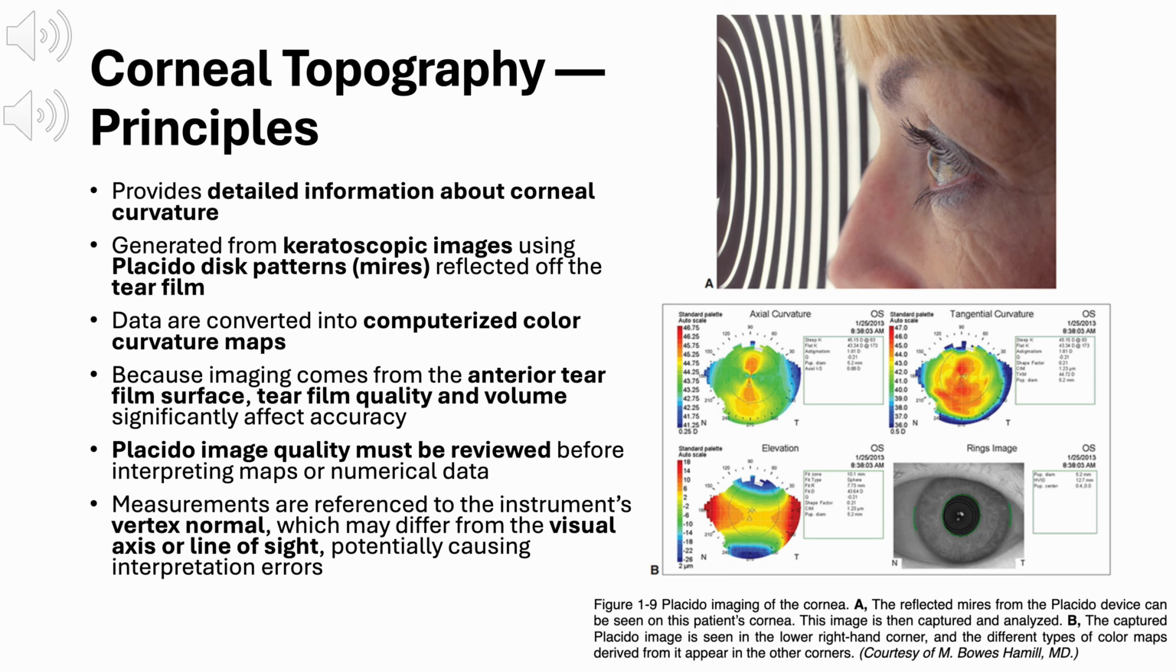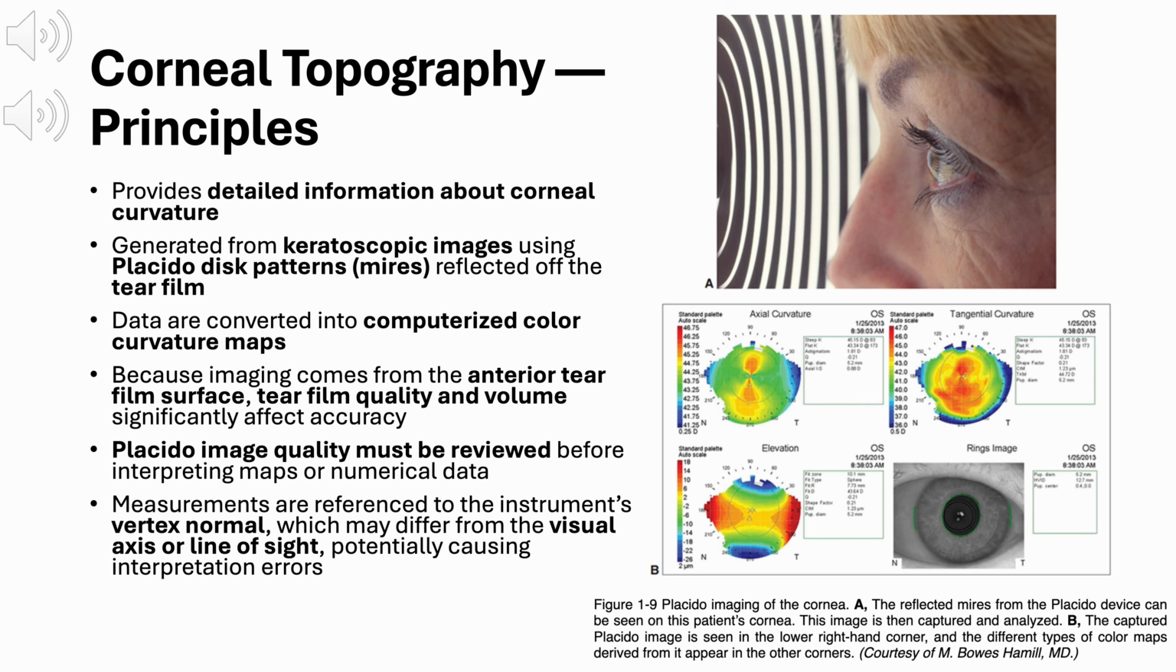In the bottom panels, you can see how the same Placido data are converted into different types of maps. Axial and tangential curvature maps show how steep or flat the cornea is in different regions, using color to represent curvature. Warmer colors indicate steeper areas, and cooler colors indicate flatter areas. You can also see an elevation map, which compares the corneal surface to a reference shape and highlights areas that sit above or below that reference.